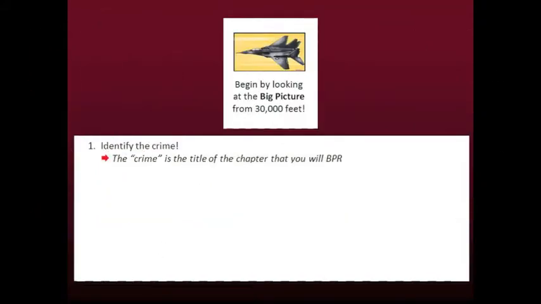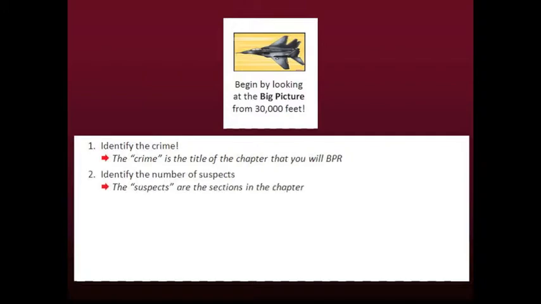Let's begin by reviewing the steps for doing CSI BPR from 30,000 feet. Remember that from 30,000 feet, you can only see the big stuff. That is, you can only see the chapter title, number of sections, and titles of sections. You can find this information in the table of contents or the start of each chapter. Ask yourself, what crime has been committed? Can you identify it? The crime is the title of the chapter that you will BPR.